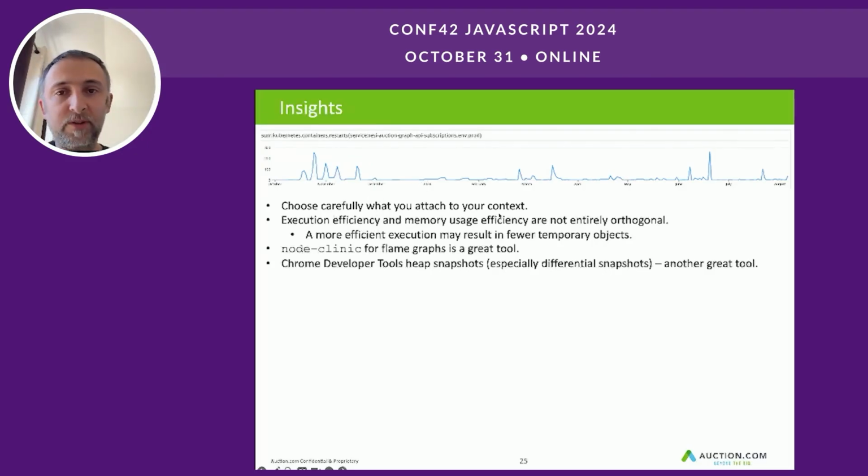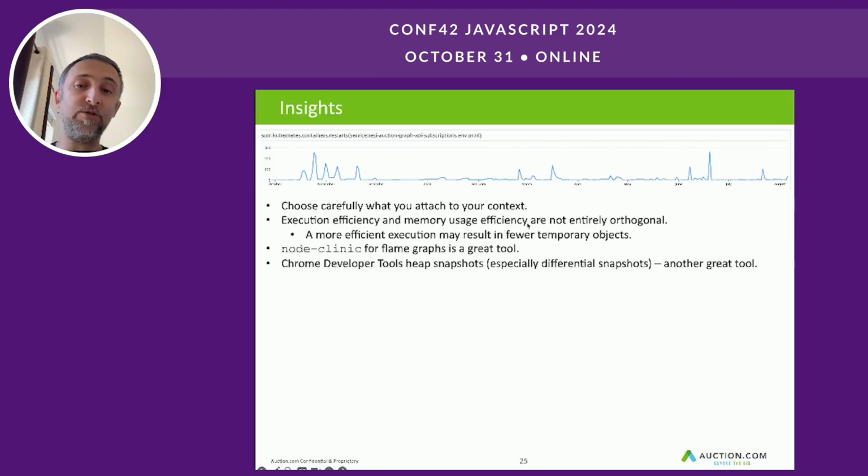Choose very carefully what you attach to your context. That's never a bad idea. Keep your contexts lean. And by the way, some of these insights apply to request response graph as well, not just to subscriptions. Like the fact that we made all these things lazy reduced memory consumption on the request response side as well, not just the WebSocket side. So it's generally not a bad idea to have a lean context for graph execution.